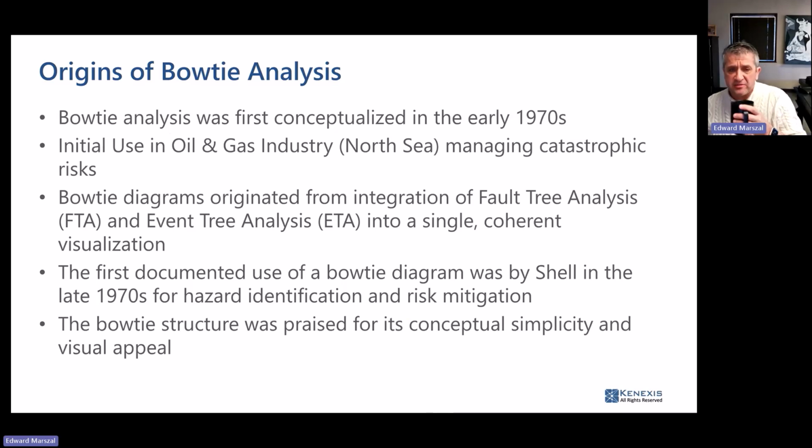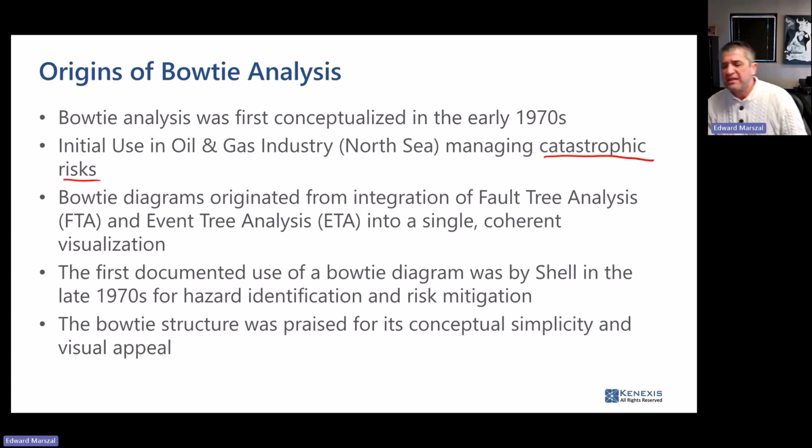So where did bowtie analysis come from? Actually, bowtie started appearing in the early 1970s in the oil and gas industry. So oil and gas, one of those things where massive failures are possible, massive consequences are possible, simply due to the scale of what we're doing and the flammable and toxic nature of the materials that we're working with. So bowtie was used to manage catastrophic risks.